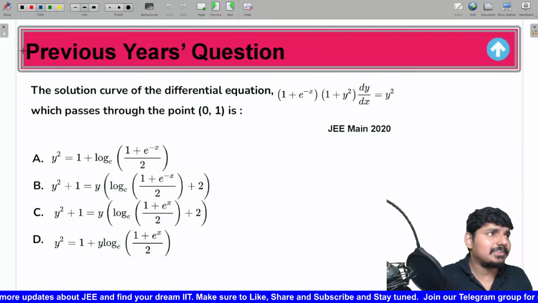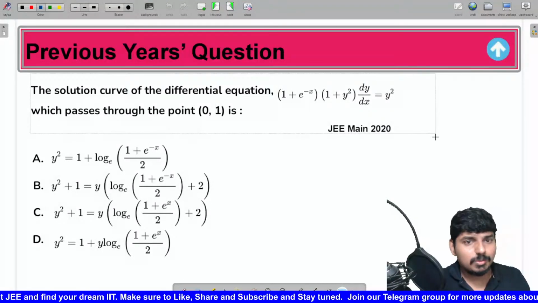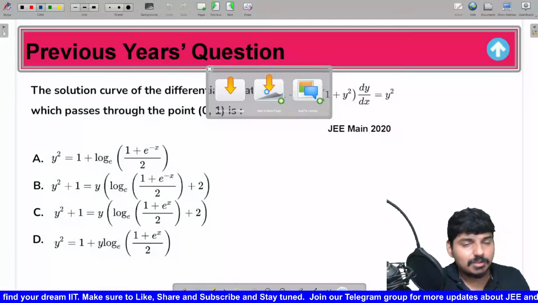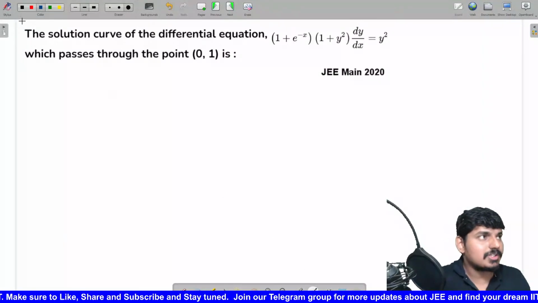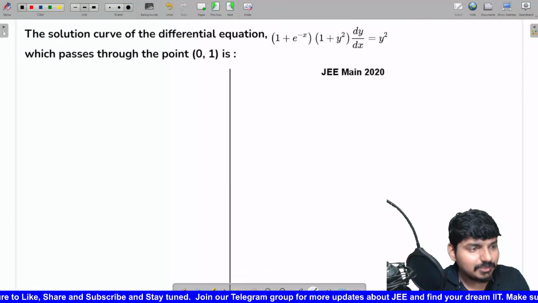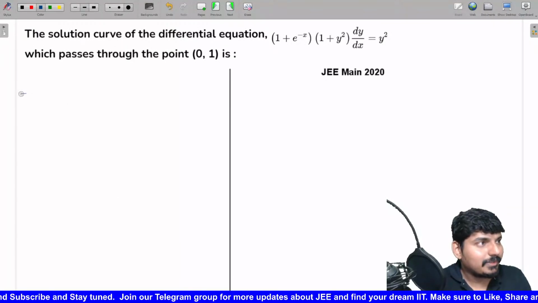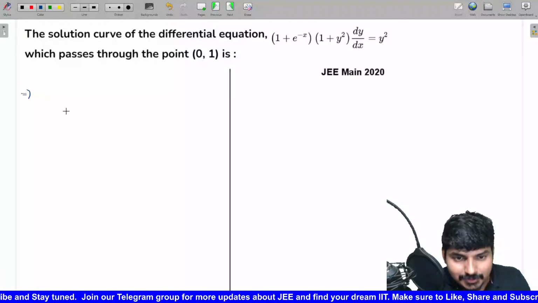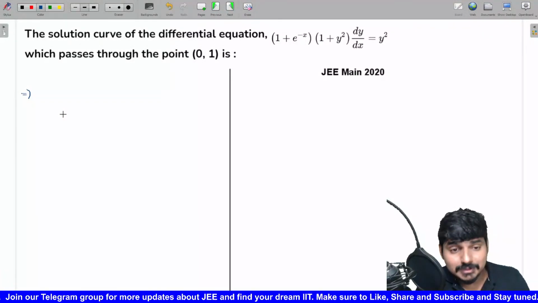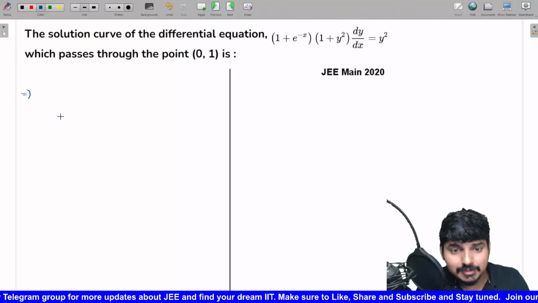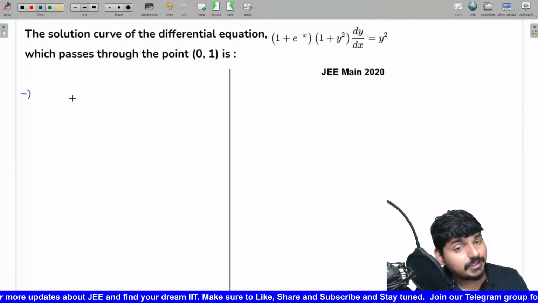Again, in this question also, we need to find the solution of this differential equation which is passing through the point (0, 1). So how do we do this question? Well, this is very, very simple. Here again, can we apply the concept of variable separable method? Yes, we can do that.